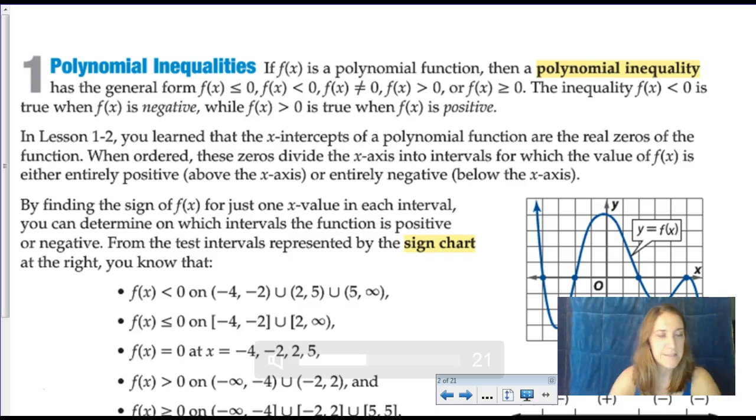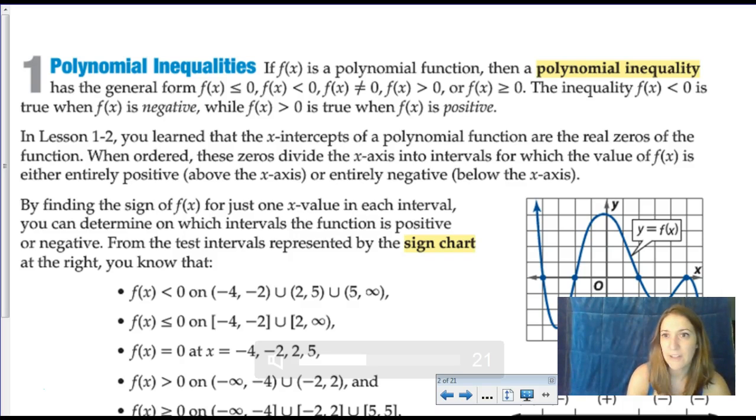The idea is if I have a polynomial inequality, so any polynomial, but instead of being set equal to 0, it's going to have a greater than or less than or greater than or equal to or less than or equal to sign. So basically, I'm asking you, where is your polynomial function positive versus where is it negative? Or sometimes when is it equal to 0 as well, in addition to the positive or negative. So we're going to be writing our answers in interval notation.